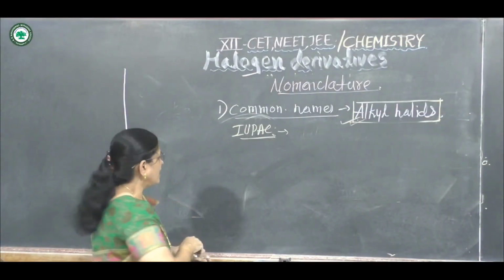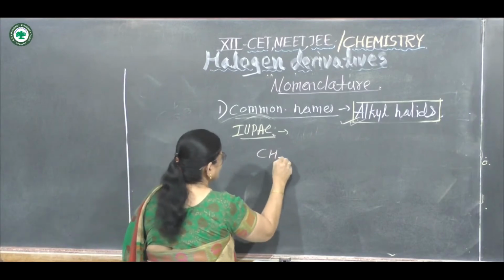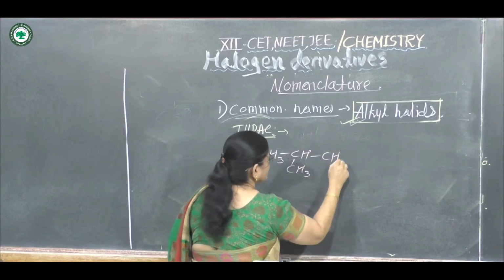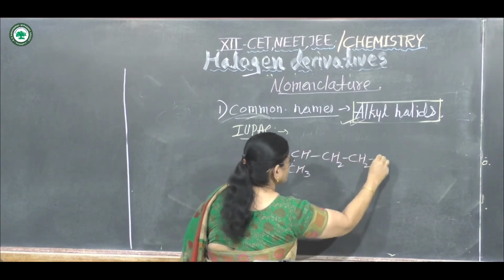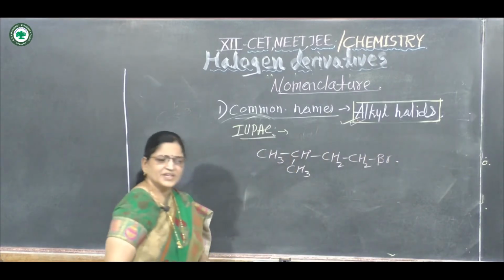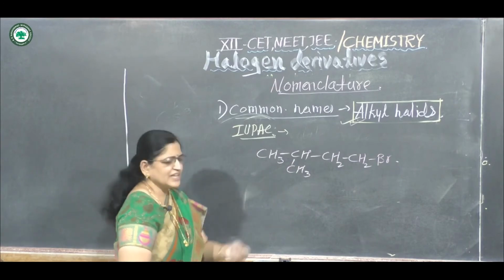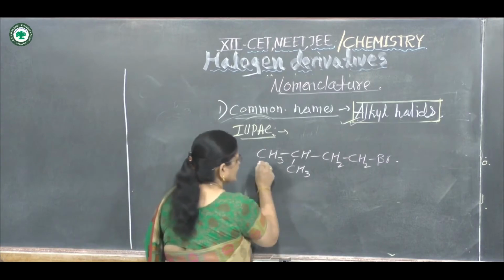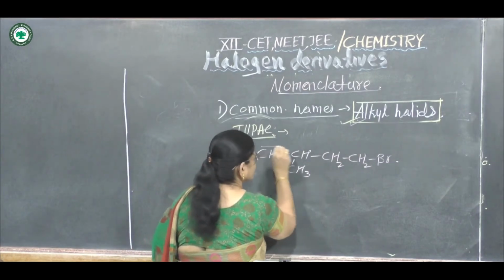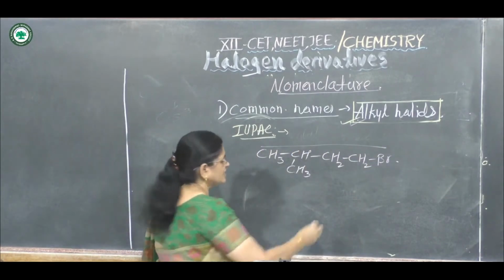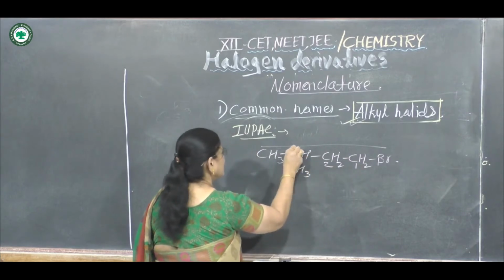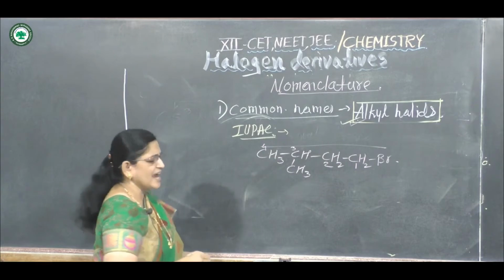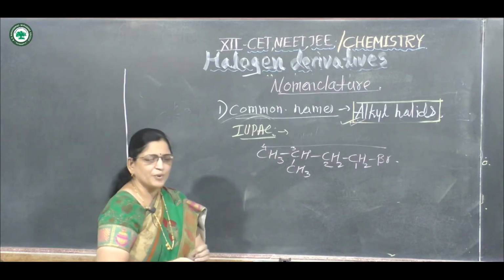Suppose here again CH3, CH, CH3, CH2, CH2, Br. The name of this compound: first select the longest continuous carbon chain, having numbers, suppose first, second, third and fourth. In the straight chain there are 4 carbon atoms, hence it is a derivative of butane.